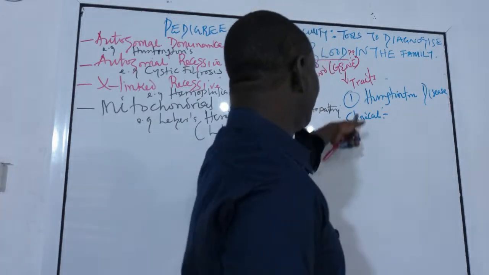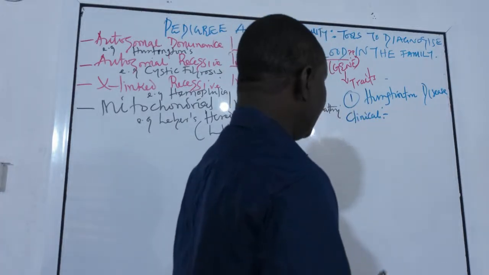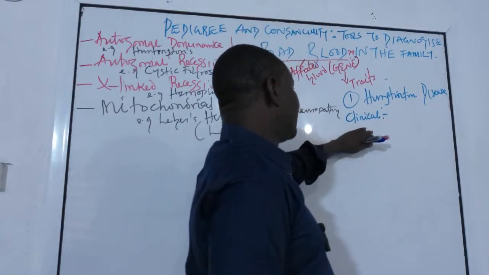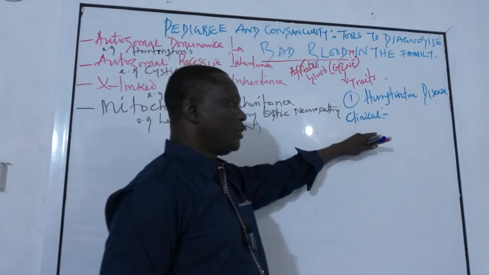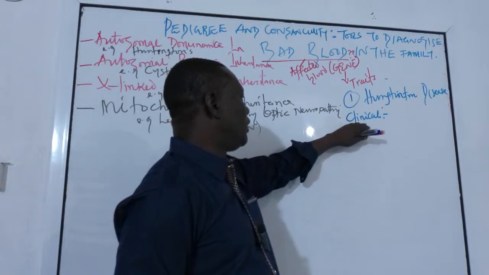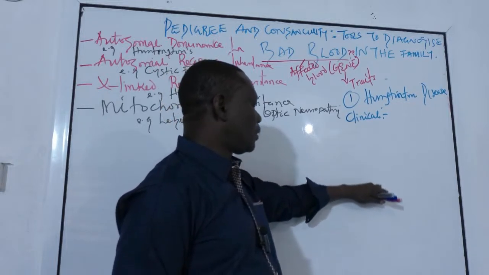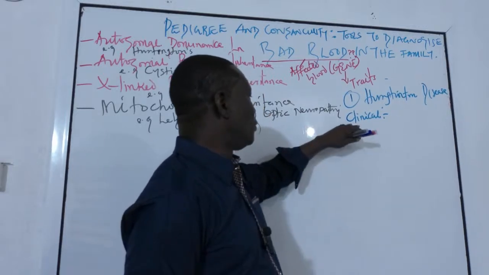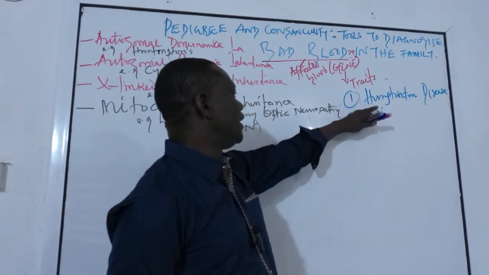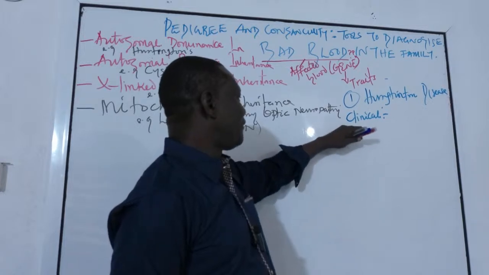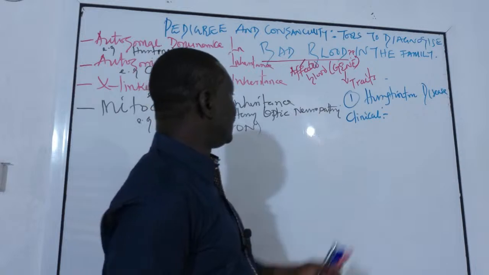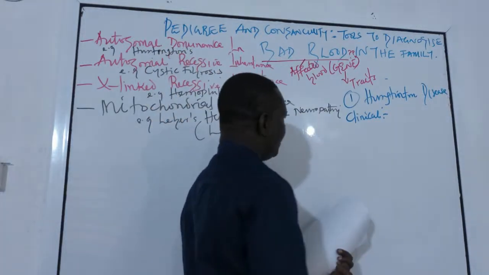So if this disease is just manifesting in any family, what would be the clinical appearance or the clinical manifestation, so that we will know that it is Huntington disease? Apart from that, that it is also what is called an autosomal dominant gene.